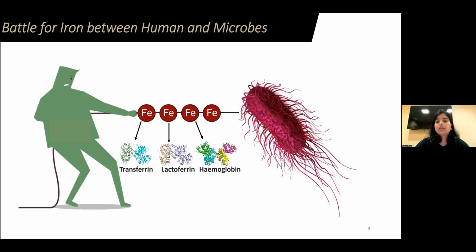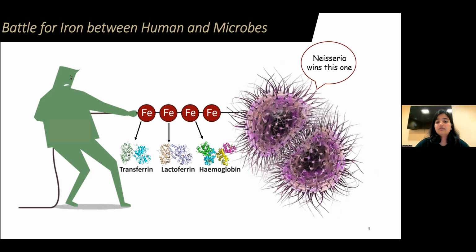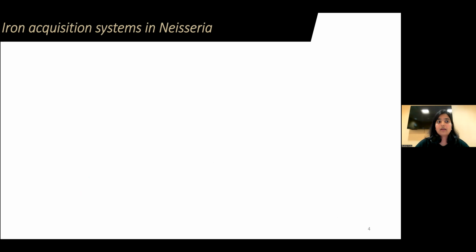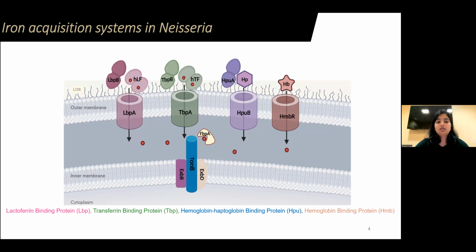Infection doesn't spread. But when we get a Neisseria infection, we have a problem, because Neisseria is smart enough to get the iron from these proteins, and we will see why. This bacterium is equipped with surface machinery on its outer membrane, which helps it get the iron from the human host.